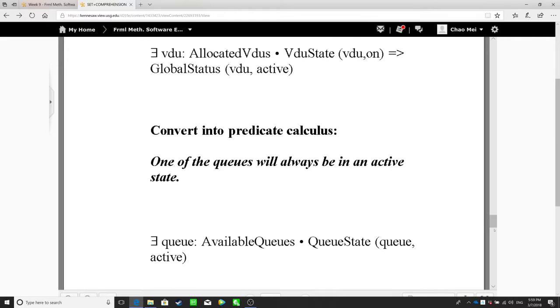And then the second portion describes something about this, you know, the verb or the action associated with the attribute. Yes. So for one of the queues, we're representing the queue's state: active. So here, there exists an available queue, which the queue is active. So it's the same as one of the queues will always be in an active state.